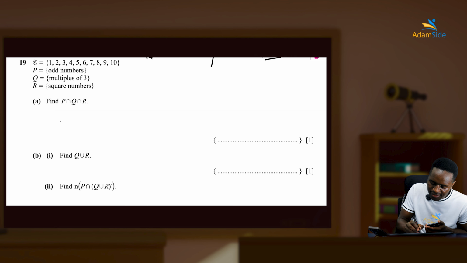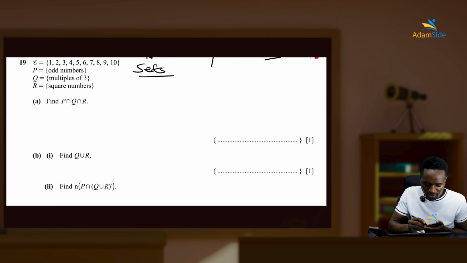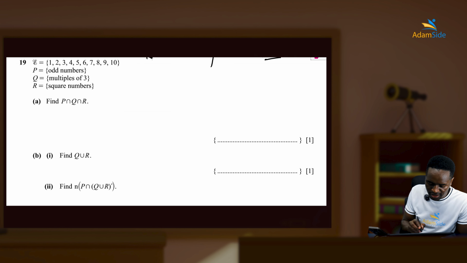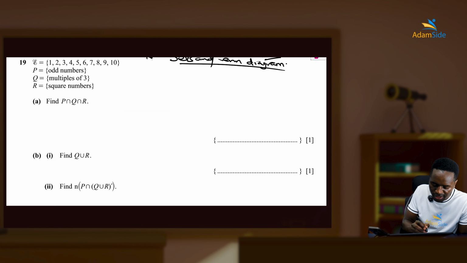This is sets. Find P intersecting Q intersecting R. This is the universal set: odd numbers, multiples of 3, square numbers. So we can list here, from the sets and Venn diagram. This is the unit of sets and Venn diagram. Very important, both core and extended.